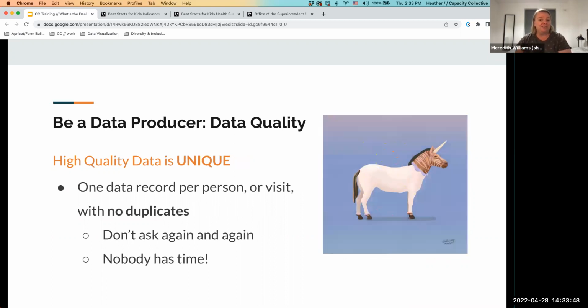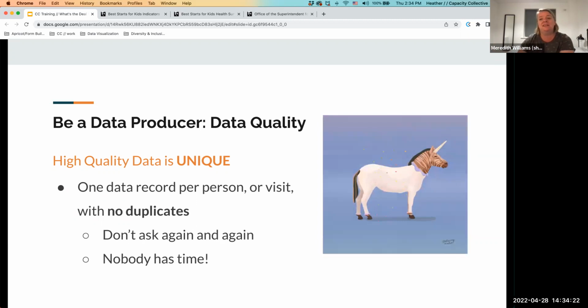High quality data is also unique, meaning each data record is for one person, one visit, or one event, right? So there's not duplicates. When you have duplicates, you end up having biased data. A lot of the home visiting programs only have a few fathers, a handful of fathers. If you accidentally put the same father in six times, it would make it look like you had a lot more fathers than you actually have that you're serving. So just being really careful to make sure that everything is unique.